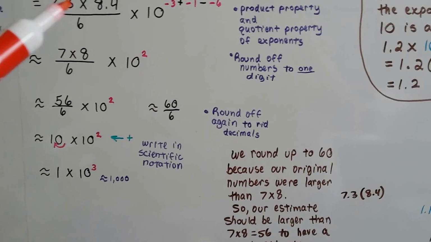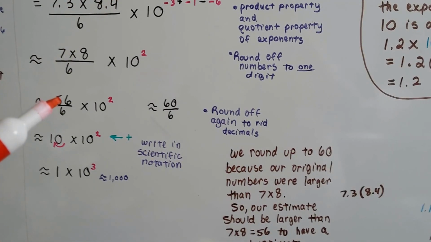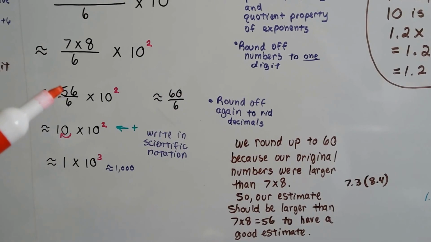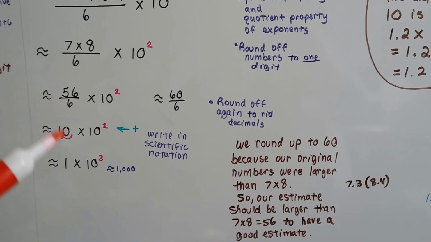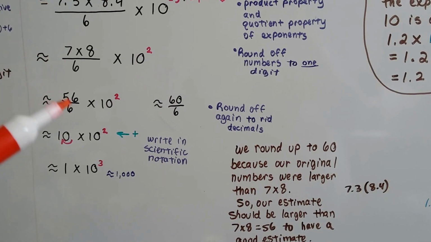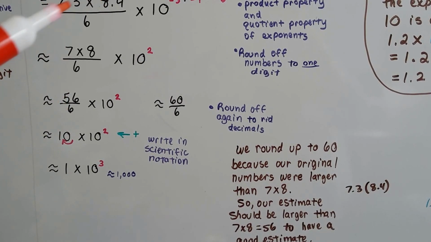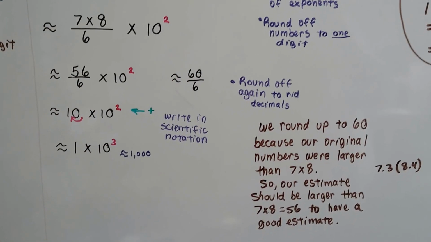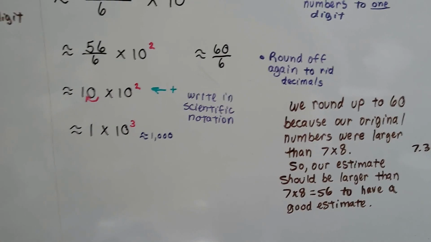Our original numbers were 7.3 times 8.4. That's more than 56. So it wouldn't make sense to round down to a 54 to make this a 9. Then we're going even farther away from the 7.3 and the 8.4. So because these were larger than 7 and 8, we rounded up to 60, okay, to have a better estimate.